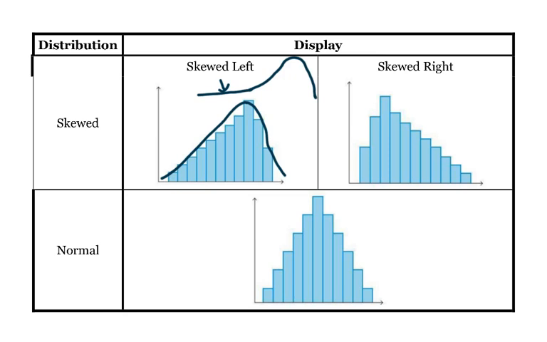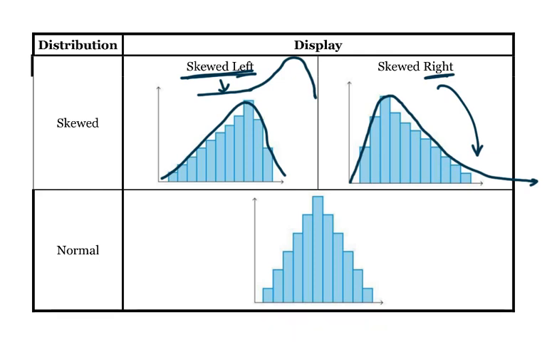If the tail is on the left, it is skewed to the left. If the tail is on the right, it's skewed to the right. Okay, so that's literally how I remember it. Where is the tail? Tail on the left, skewed left. Tail on the right, skewed right.